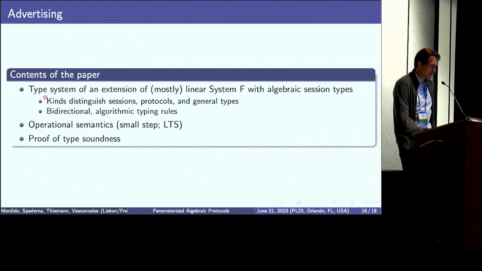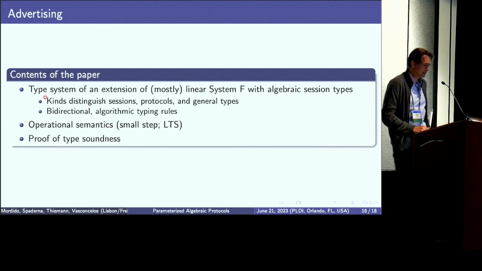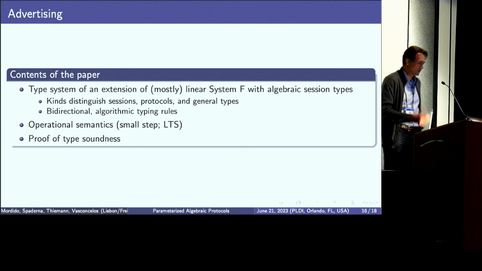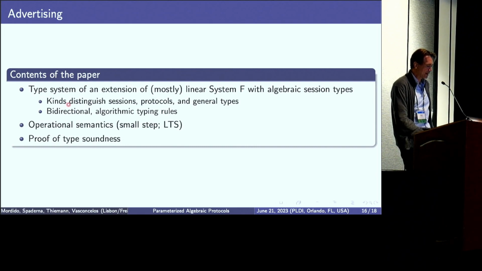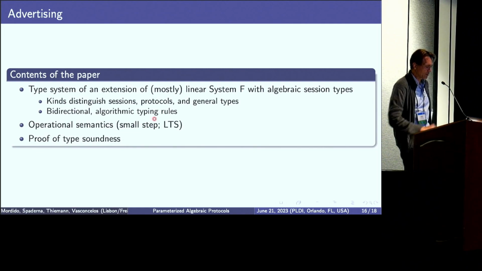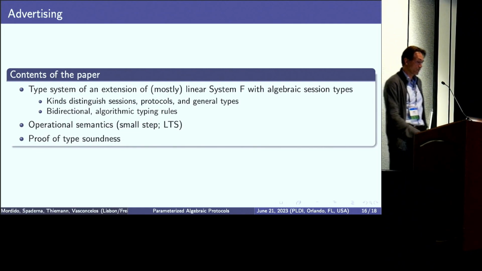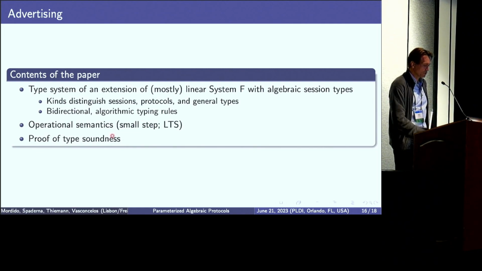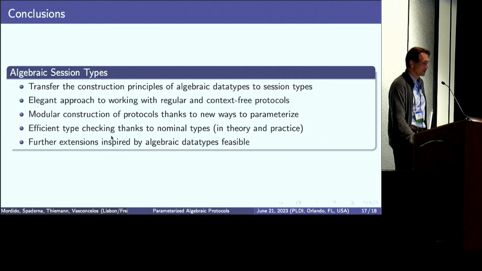So the paper has a type system as an extension of most linear System F with algebraic session types. There's a kind system that distinguishes between sessions and protocols. Remember, they classify behaviors, not values, and general types. So everything is built on a bidirectional algorithmic type system. Then there are the usual things: LTS-based small-step operational semantics and a proof of type soundness.